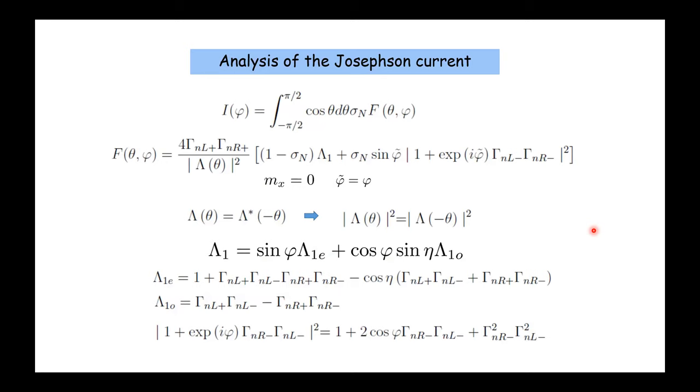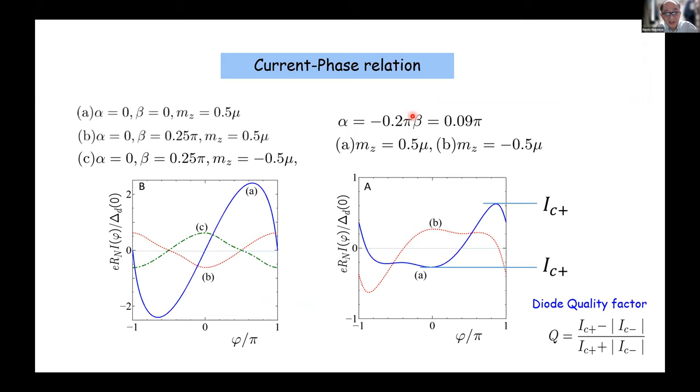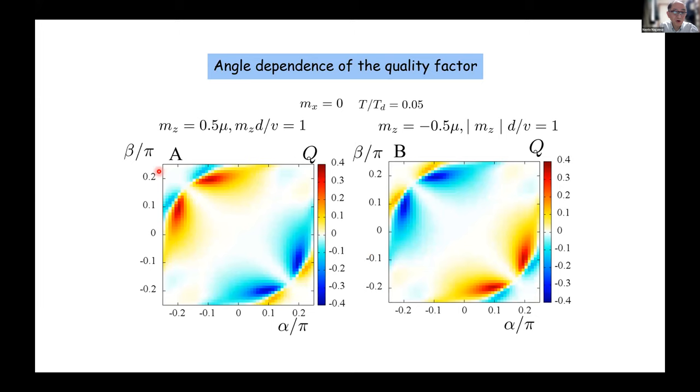Okay. So yeah, I will skip some complicated expressions, but once you have these intermediate angles alpha and beta, right, then you have a highly asymmetric phase relation. Here phi is the Josephson phase, and here is the current, right? And then this I_c plus and I_c minus are quite different. Here is a contour plot of this quality factor in the plane of two angles of the d-wave order parameters, right? And then you have around 0.4. So this is a huge diode effect for the magnetic Josephson junction.